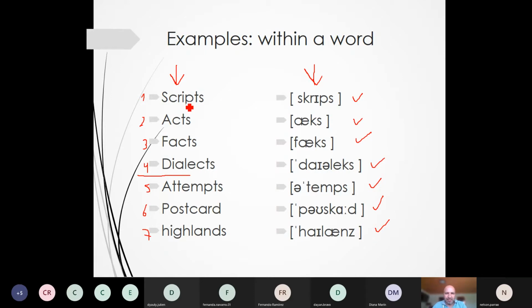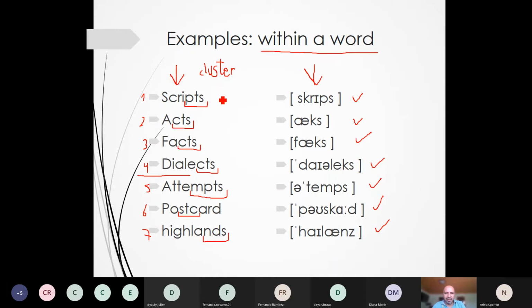So, what do they have in common in these examples of elision within a word? Scripts, we have p, t, and s. This is a cluster of consonants, right? Or a consonant cluster. A group of consonants put together. 3 of them, just like in number 2. Same thing in number 3. And exactly the same situation in number 4. In number 5, we even have 4. The cluster of 4 consonant sounds. Number 6, we have 3. And in number 7, we have 3 consonants in the same cluster.